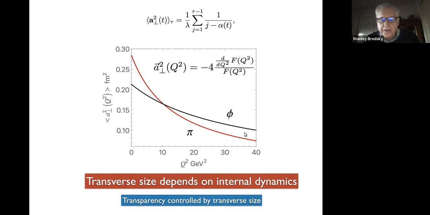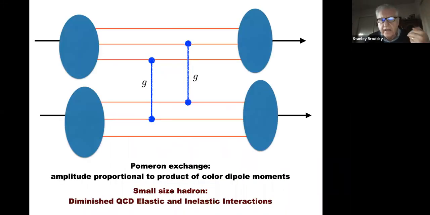However, it takes longer to get to small size because of the heavier quarks and so on. So the pion, on the other hand, goes quickly to small transverse size, and that's crucial for color transparency. Now, what is a small size hadron in a nucleus?